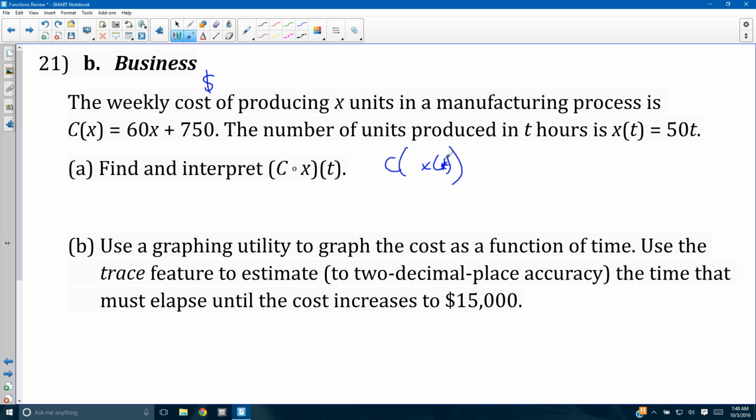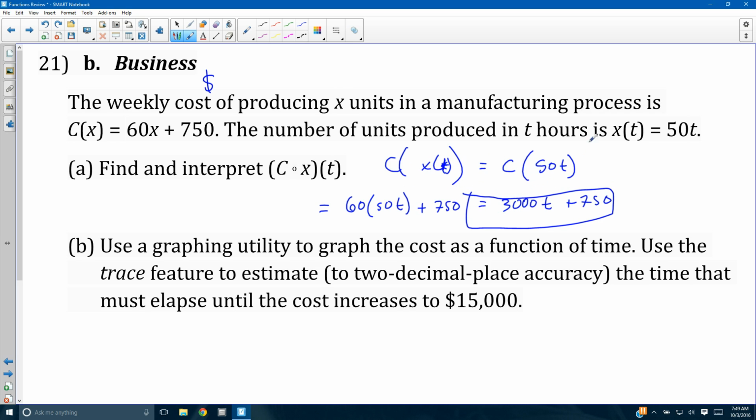But now I'm going to take C of x of t. This is going to be C of 50t. Now, what this thing said, well, I'll interpret it in a second. Let's first solve it. So this is 60 times 50t plus 750, equals 3,000t plus 750.